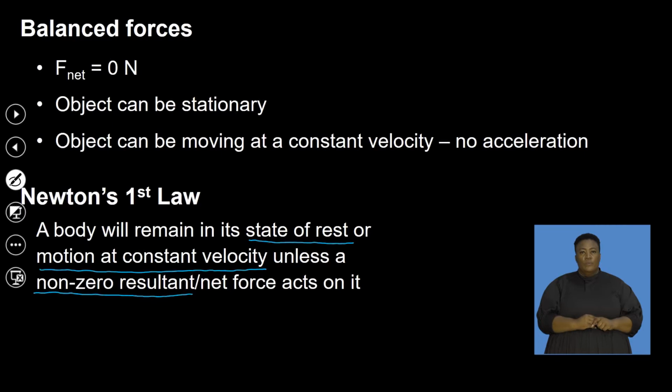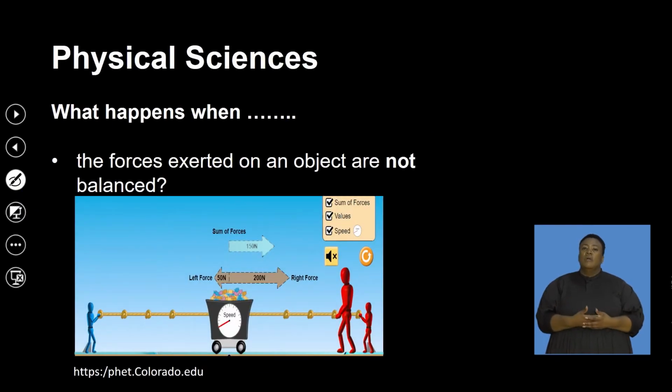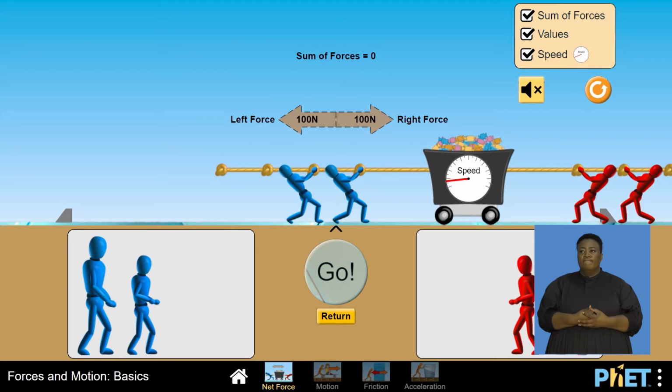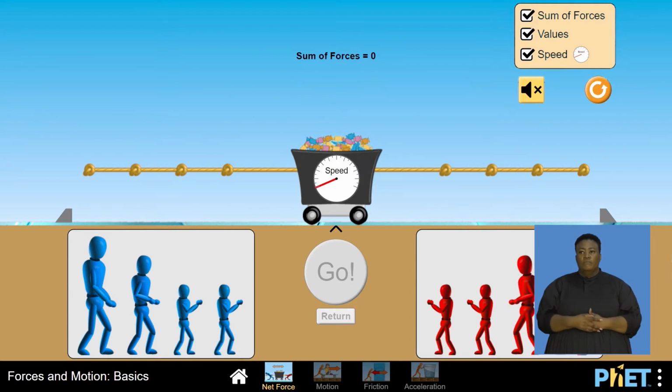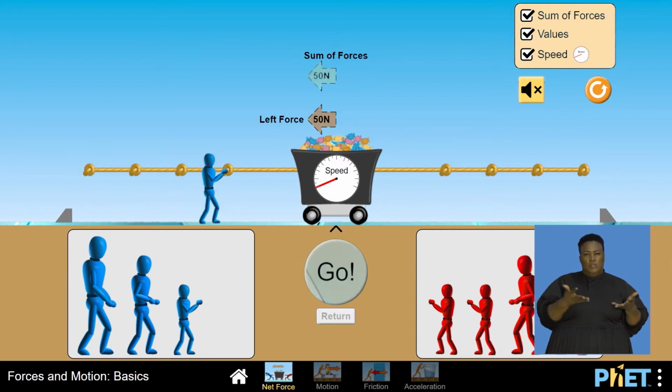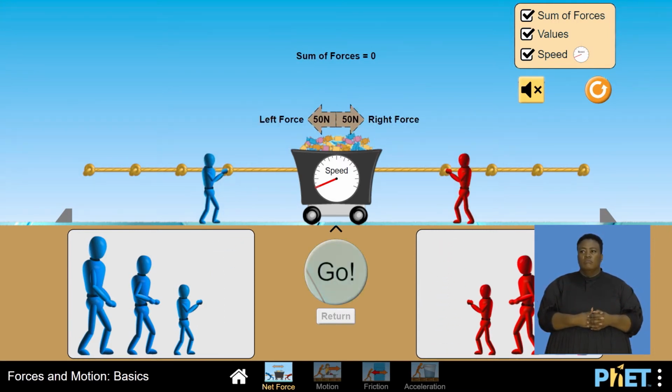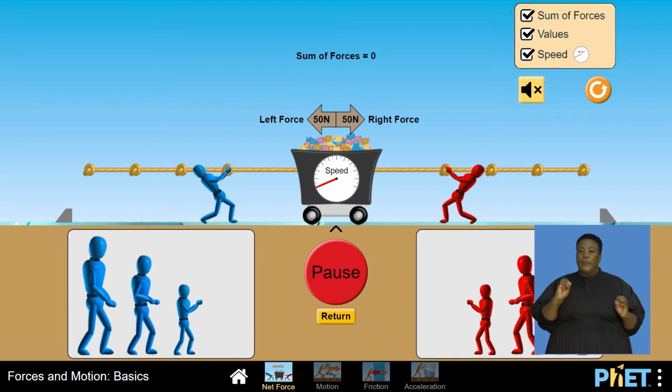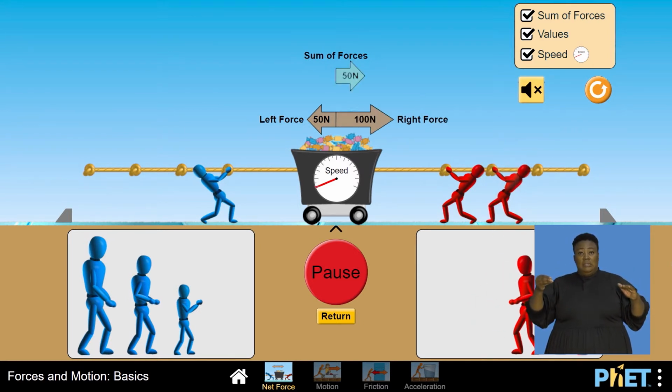Now, what happens when the forces aren't balanced? Okay, so we're going to go back to our men, because I really like them. Okay, so here we go. Let's reset it. Let's start with them balanced. And I've done this a couple of times. There we go. They're balanced. They're not going to go anywhere. They're happy.